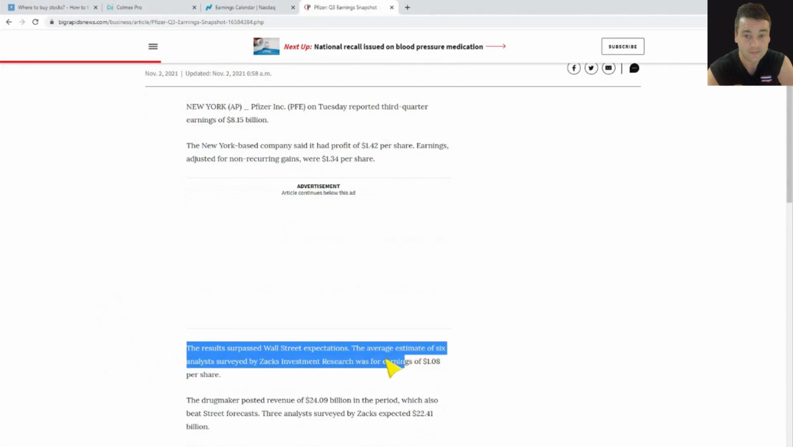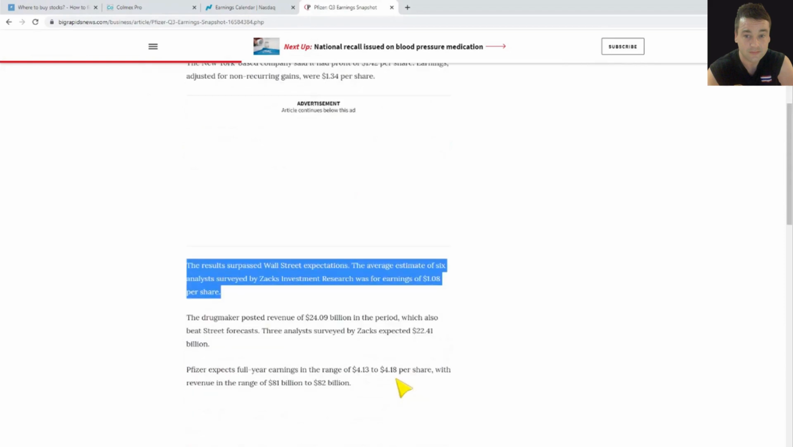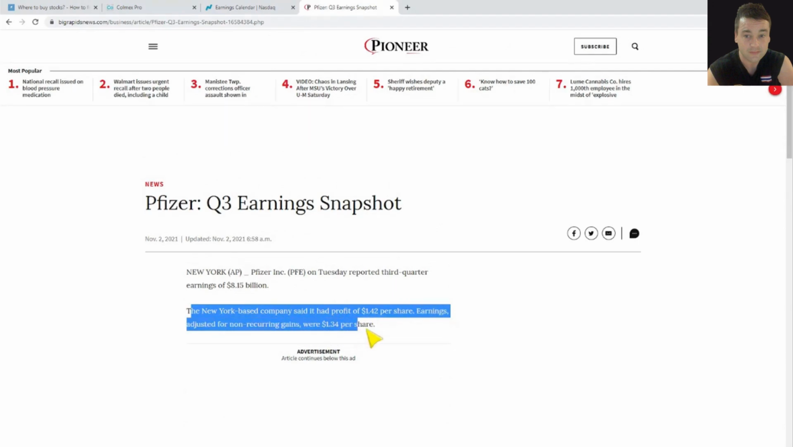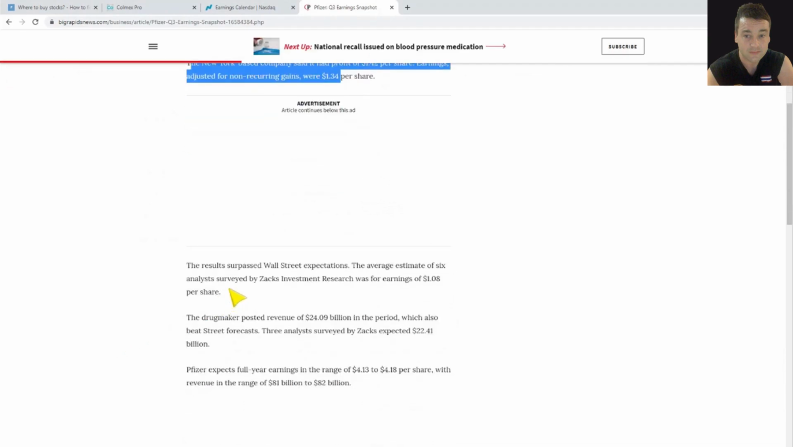The average estimate of 6 analysts surveyed by Sachs Investment Research for their earnings were 108 per share. So they expected to get 108 per share, and Pfizer came out and smashed that, and it had New York-based profits of 142 per share, okay, and adjusted recurring gains of 134 per share. So they beat analyst expectation on earning per share. So that's what we are looking for when we want to go in with a buy position, okay?